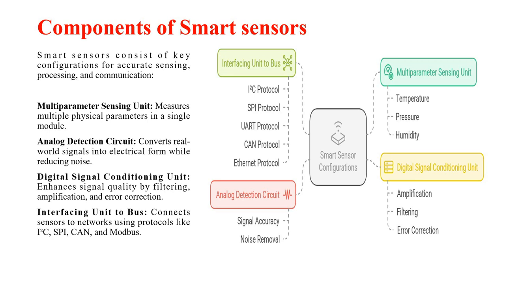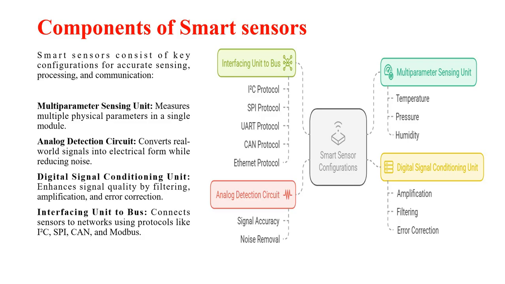Then you have the digital signal conditioning unit, which converts the analog signals into digital data for further processing. It performs amplification, filtering and error correction in order to enhance the signal quality and ensure high precision in measurements before data is transmitted. For example, you have an analog to digital converter in a smart pressure sensor which digitizes the output for microcontroller processing.